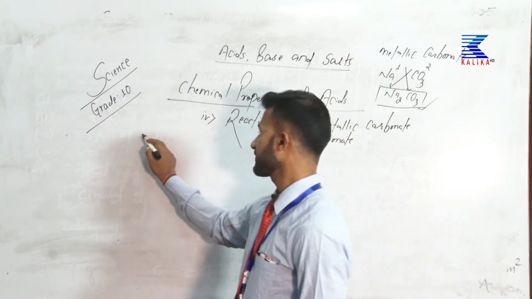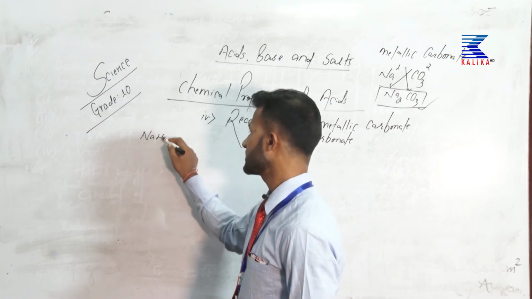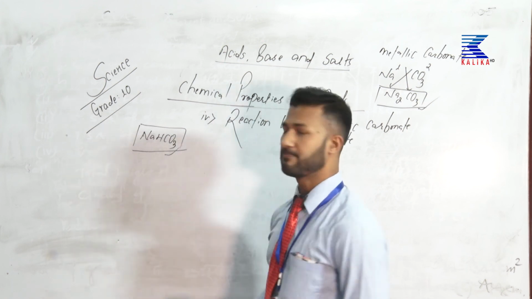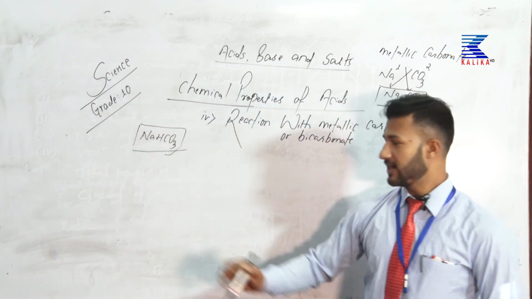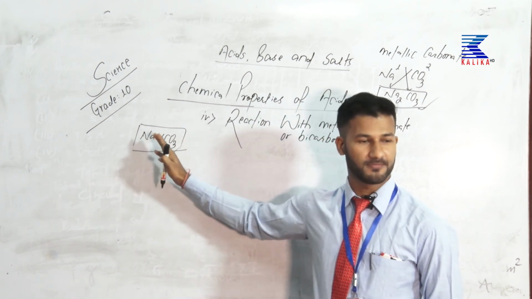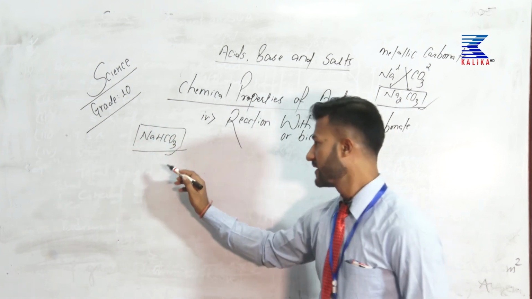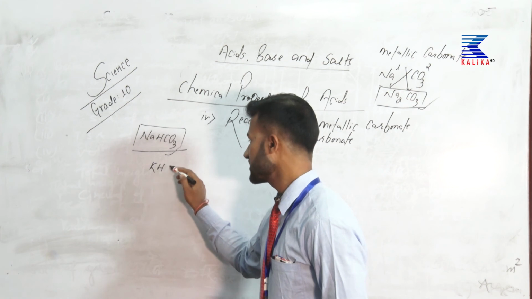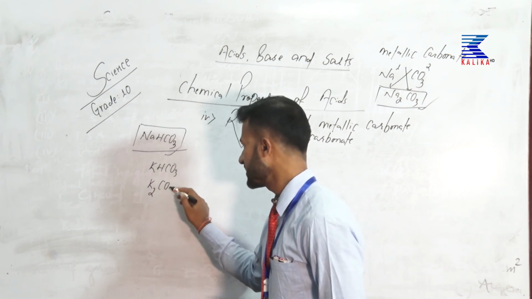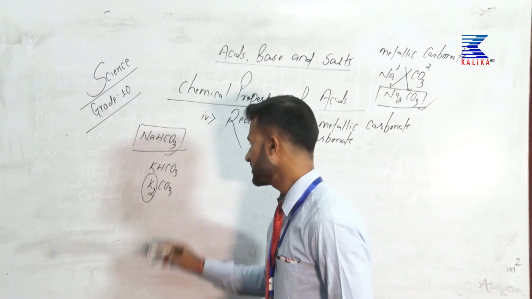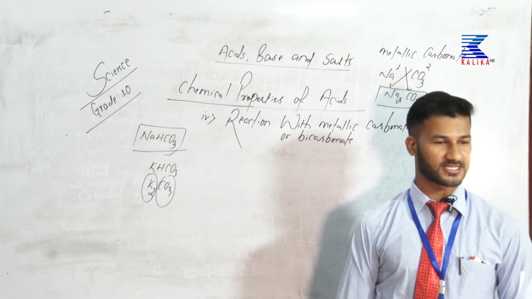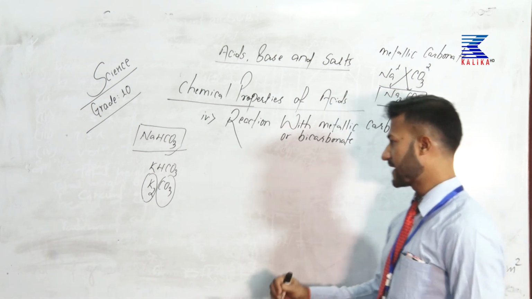Similarly, NaHCO3 is a metallic bicarbonate. And how do we call it? We call it sodium bicarbonate. Likewise, this is potassium bicarbonate, this is potassium carbonate. Look, the first one is metal, the second one is carbonate, so it is called metallic carbonate. See how acid reacts with them.